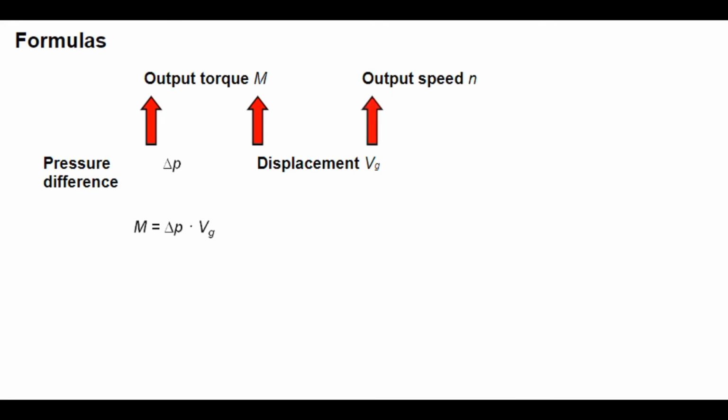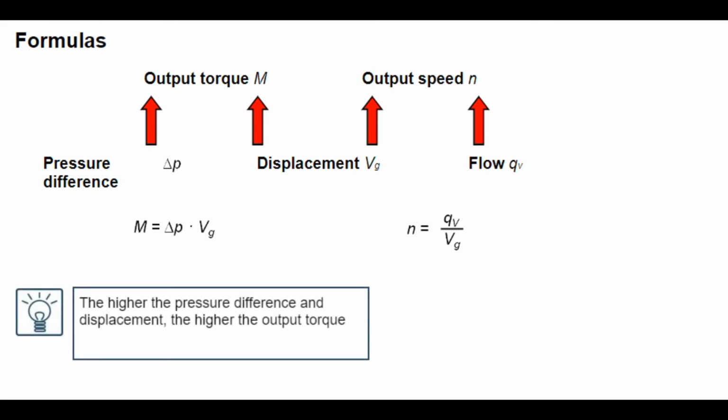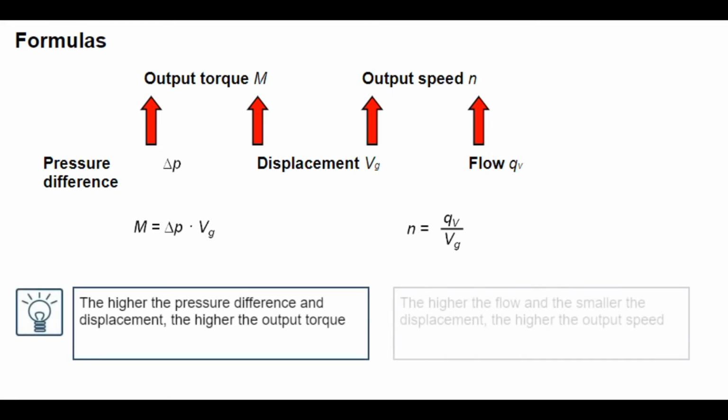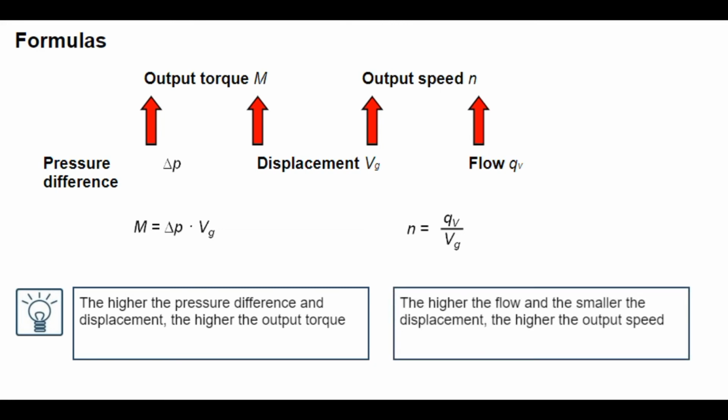The speed of the hydraulic motor is also determined by displacement and, moreover, by the incoming flow, QV. These formulas express the basic relationship when converting pressure and flow into output torque and output speed. The following can be derived from this. The higher the pressure difference and displacement, the higher the output torque. The higher the incoming flow and smaller the displacement, the higher the output speed.